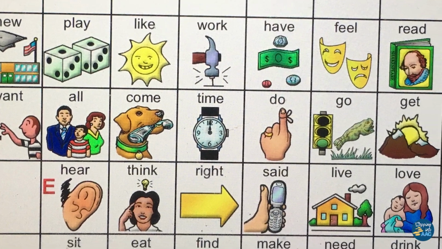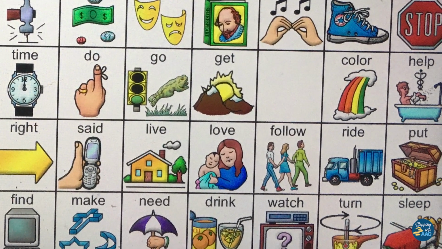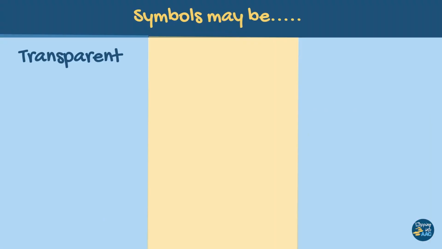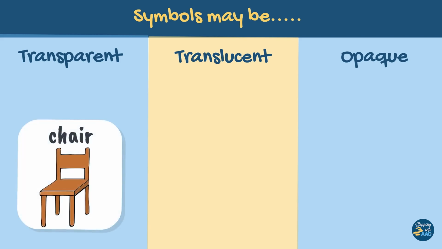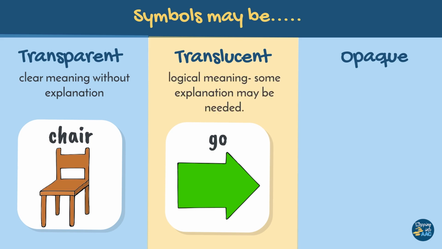Because so much of language is abstract and difficult to represent with an icon or symbol, symbols may be described as transparent, translucent, or opaque. A chair is a good example of a transparent symbol. Its meaning is readily understood and unlikely to be mistaken for something different. Go is an example of a translucent symbol. There is room for interpretation, but the association reasonably makes sense.